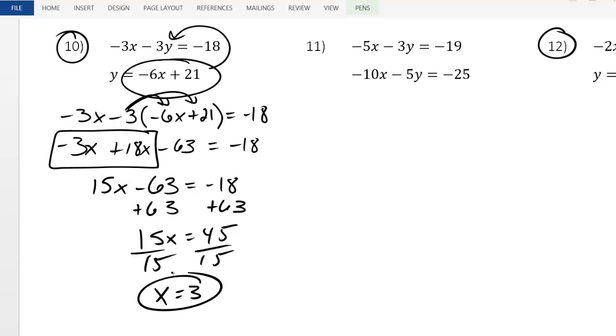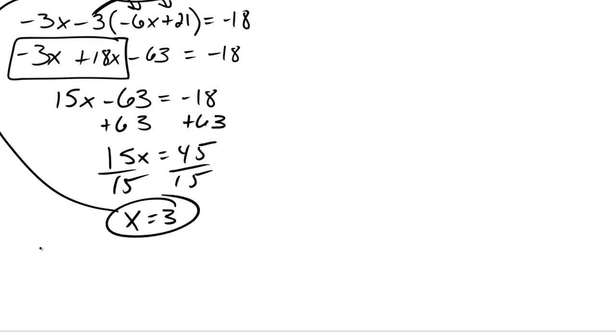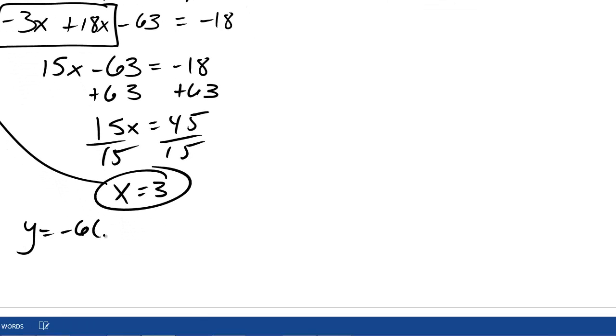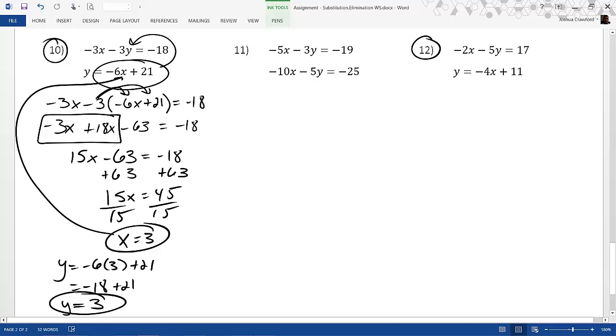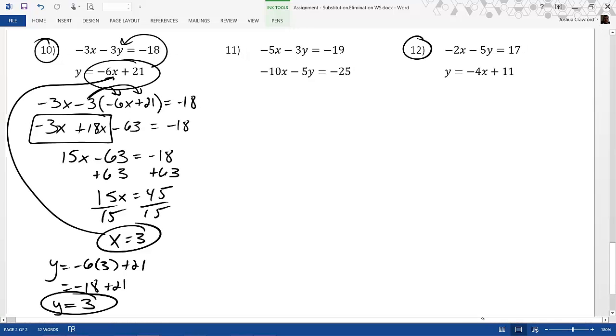But wait, we're not done yet. We now need to solve for y. So plug this solve for x into your y equation and solve for y. So you'll get y equals negative 6 times x, which is 3, plus 21. Negative 6 times 3 is negative 18, plus 21. So then y equals negative 18 plus 21 is 3. So y equals 3.